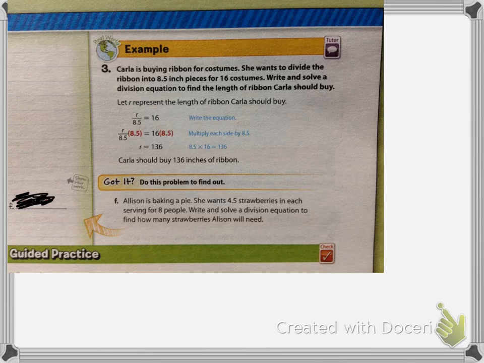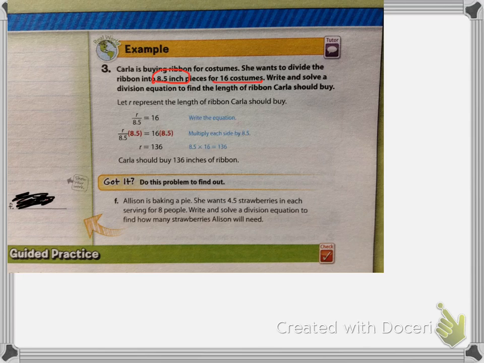All right, so now let's go ahead and take a look at example 3, which is on textbook page 564. Example 3 says, Carla is buying ribbon for costumes. There are those costumes again. She wants to divide the ribbon into 8.5-inch pieces for 16 costumes. Write and solve a division equation to find the length of the ribbon Carla should buy.